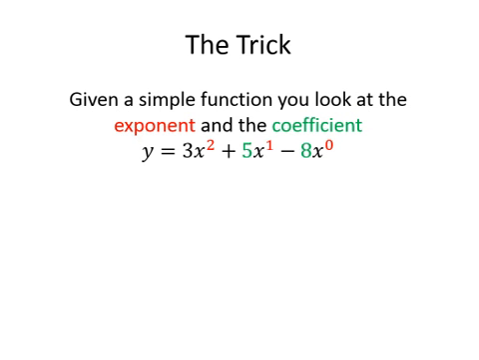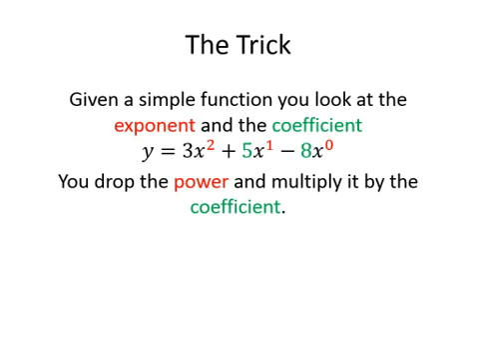what we want to do is look at the coefficients and the exponents of them. Okay, so I have it simplified down, so it's just 3x squared plus 5x minus 8x to the 0, which would end up not having a variable there. But what we want to look at is the exponents and the coefficients. And what we're going to do is drop the power and multiply it by whatever the coefficient is. So you drop the power and you multiply it. So the first one would end up being 3 times 2. Next one would be 5 times 1. Last one would be 8 times 0.